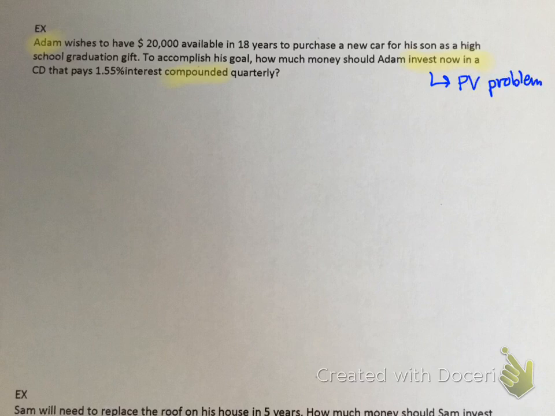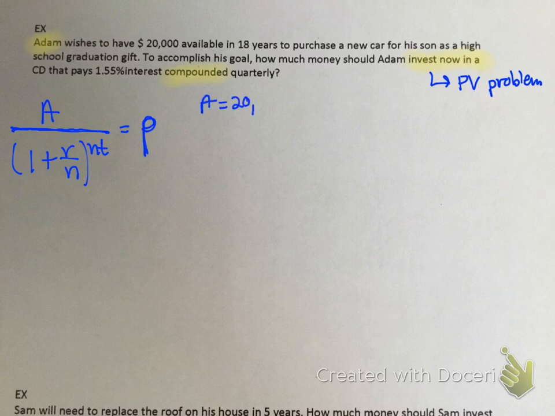Okay, and once again, the present value formula is A divided by 1 plus R over N raised to the NT equals the present value, or the principal. So we have to write out what we have. The amount is $20,000. The time is going to be 18 years. The rate is given as 1.55%, which we know is 0.0155. And N is how many times it's compounded yearly. It says compounded quarterly, so we know N equals 4.